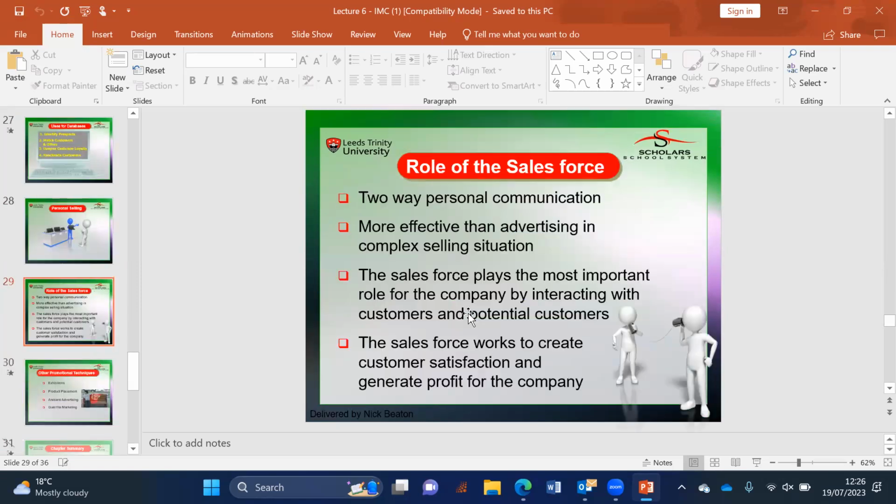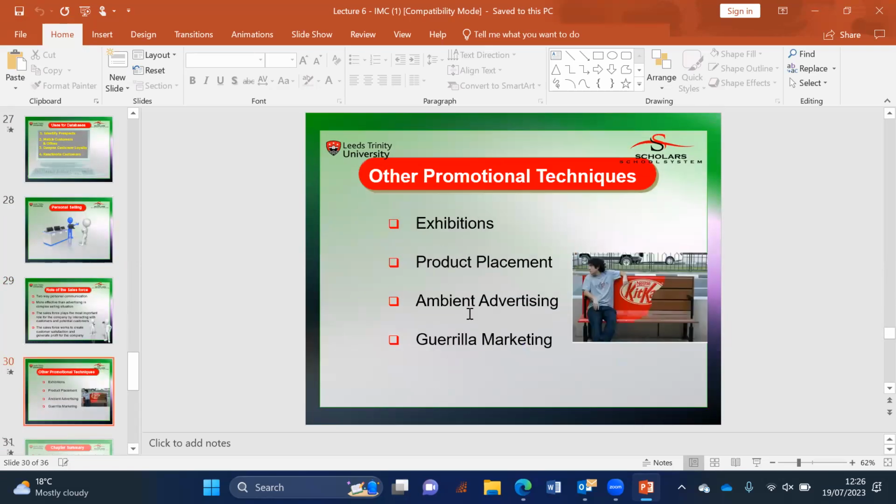There's database marketing and personal selling. We've discussed these before. There are different types of promotional techniques that you can use, like exhibitions, product placement, ambient advertising, and guerrilla marketing. Exhibitions are where, for example, at the NEC in Birmingham, they have exhibitions. So that means all businesses of one type gather there, and then you can go in there and you can see the exhibits, you can see the stalls. Product placement is placing your product in a movie or a music video. So for example, in James Bond movies, the car that he uses is an Aston Martin, so Aston Martin has placed their product in that.